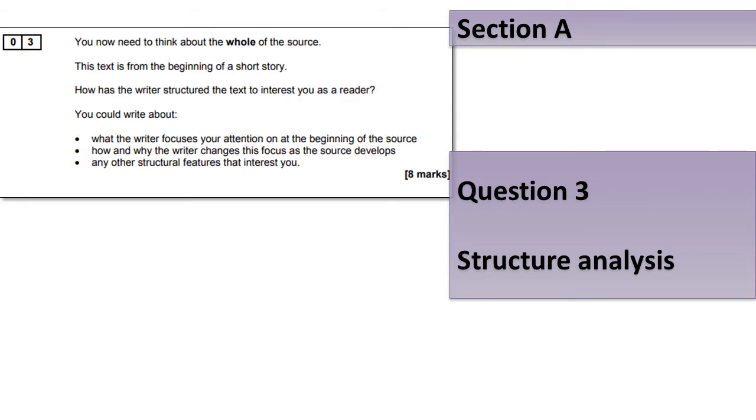Question 3 is the structure question. For this question, you will be looking at the whole of the source. You're going to be asked how the source is structured to interest you as a reader. The exam board are looking for you to explore key structural features such as the beginning, a switch in focus or the ending, and they're going to be looking for your analysis of the effect of those structural features as well. In terms of effect, we could be looking at what the reader's learning about a character or about an event, or the mood and the atmosphere that's being created. It's important to try to make links between the structural features as well, between the different parts of the source for this question.